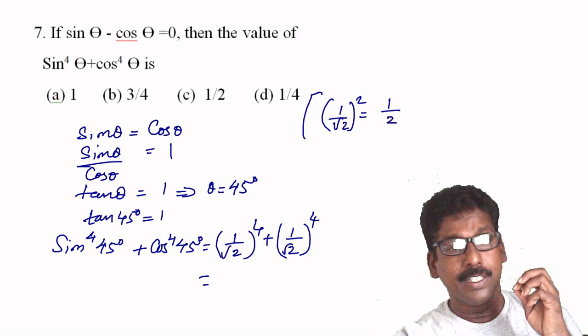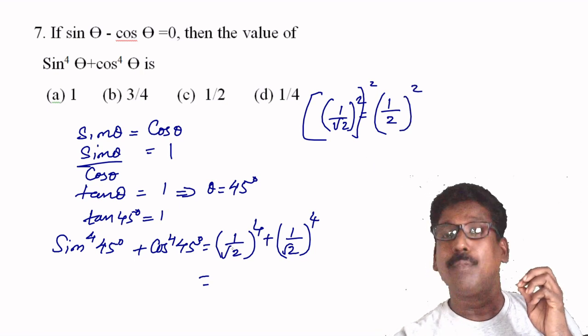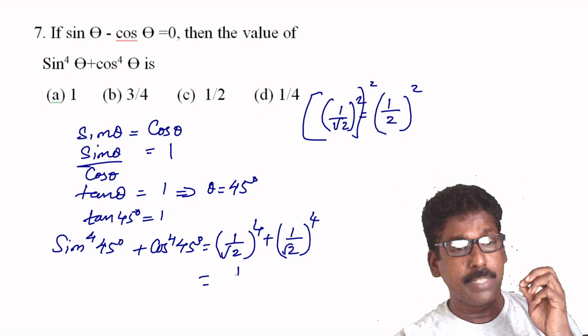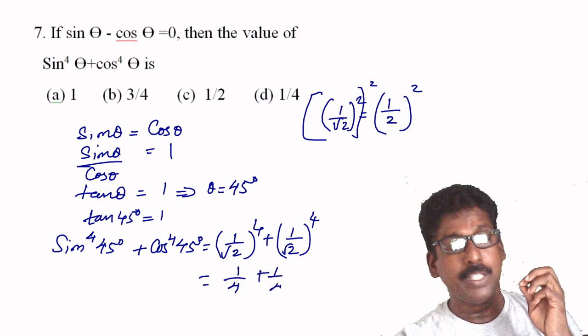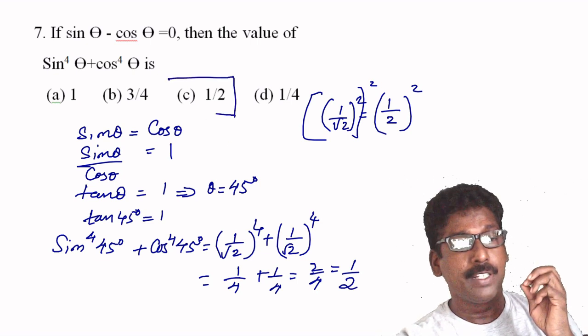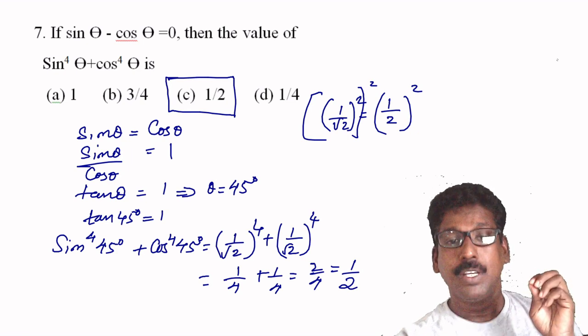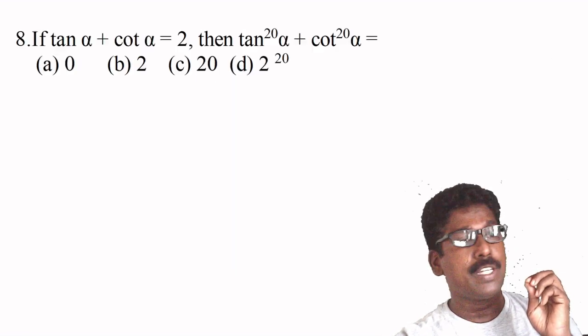Now again take the square of it. It is (1 by 2) whole squared. That is (1 by root 2) whole raised to 4 means it is 1 by 4 plus 1 by 4, which is equal to 2 by 4, which is 1 by 2. Here also option C, 1 by 2 is the correct option. Now look at the next question.